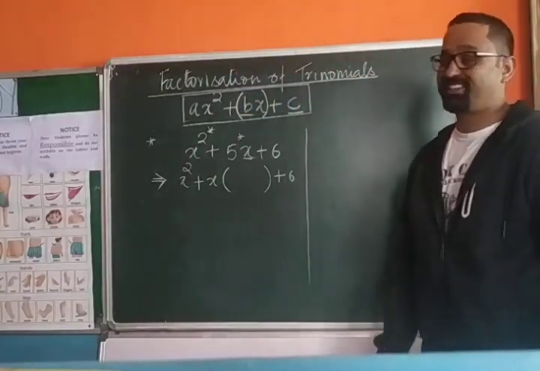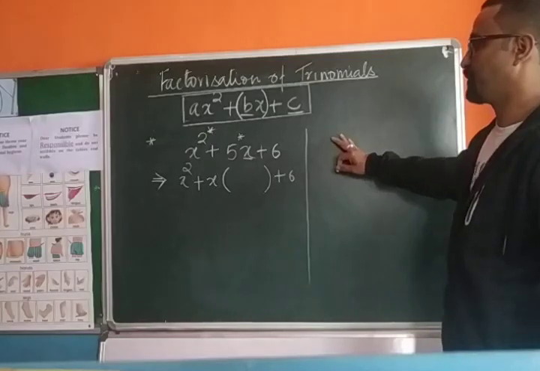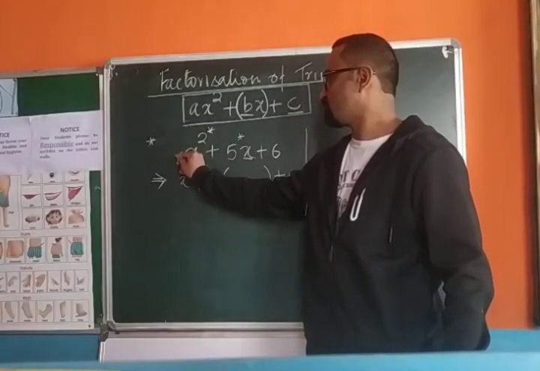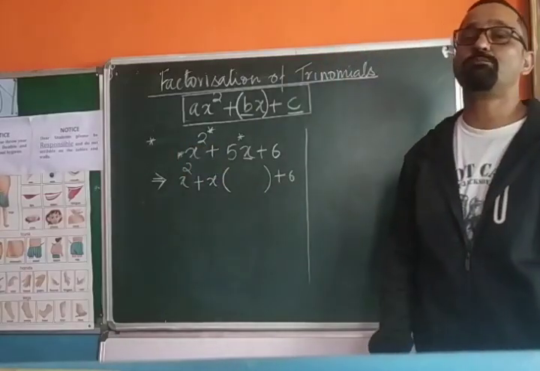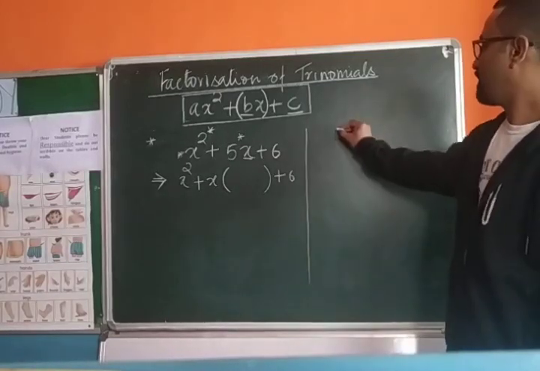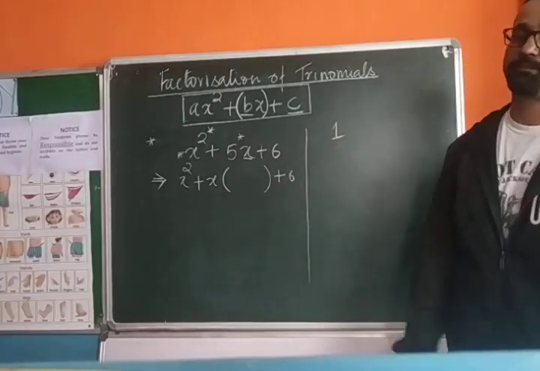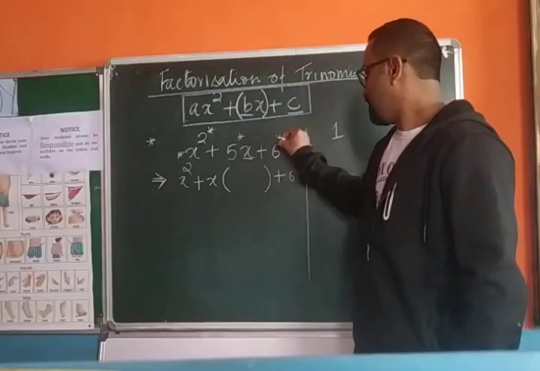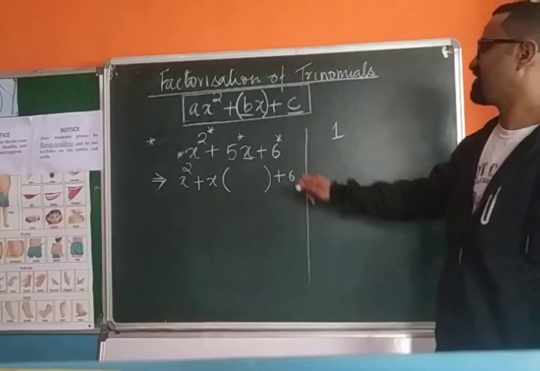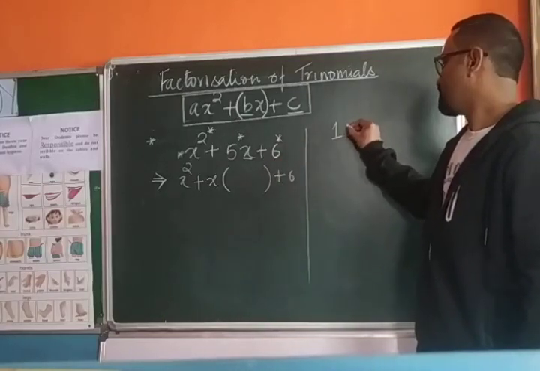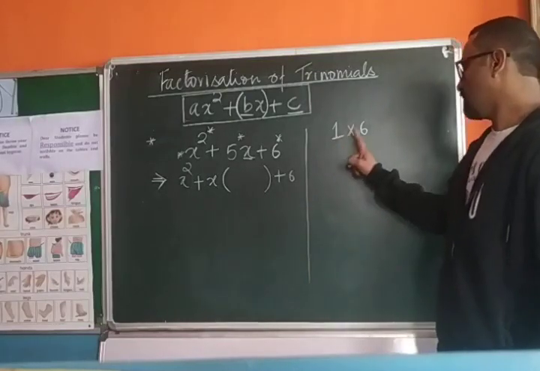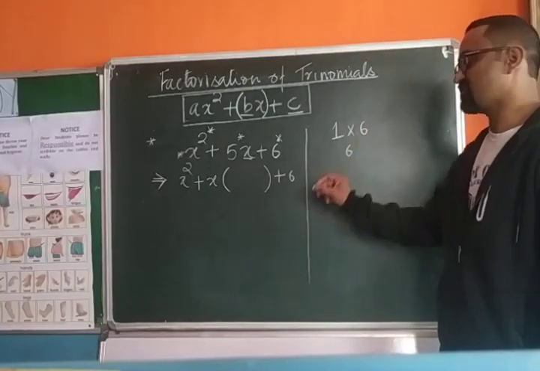Now you need to proceed with calculation at the side. Look at the real number in front of x squared. It doesn't have any number, so we take it as 1. The last real number is 6. So we multiply by 6. 1 multiplied by 6 is 6.